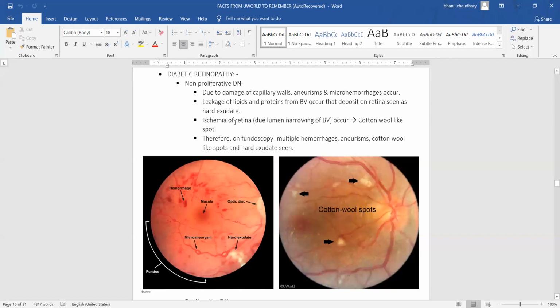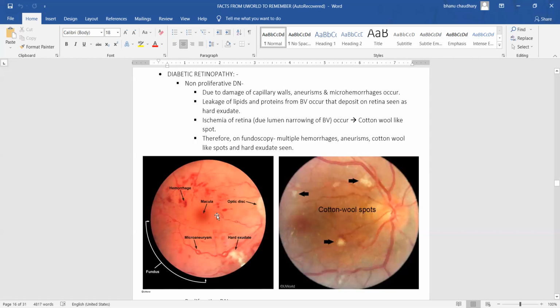You will have ischemia of the retina, and because of that, you will have cotton wool-like spots. Because the cells die, you will have inflammation, and that will present as the cotton wool-like spots. So both the hard exudates as well as the soft exudates, just like in ARMD, you will see in the non-proliferative type of diabetic retinopathy. On the fundoscopy, we will have multiple hemorrhages, aneurysms, cotton wool-like spots, and hard exudates. You call them dot hemorrhages. As you can see, these are the hemorrhages you will see.